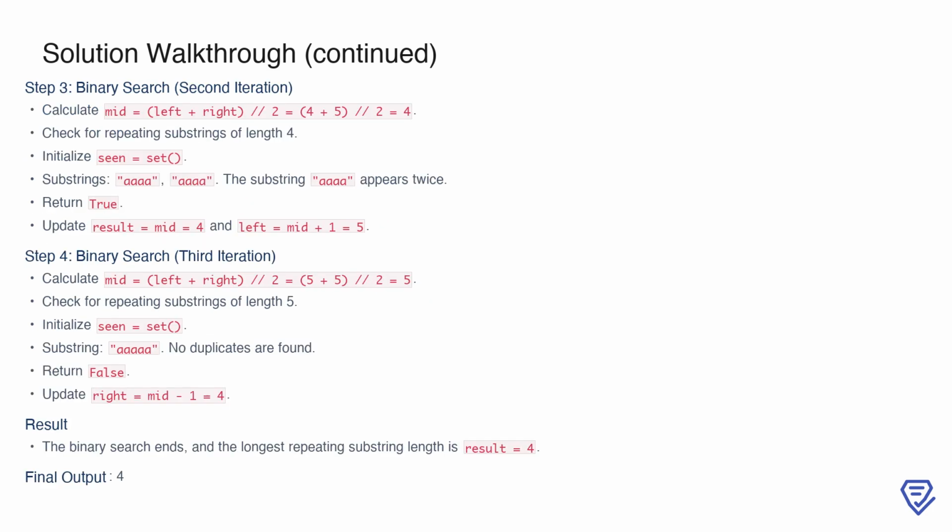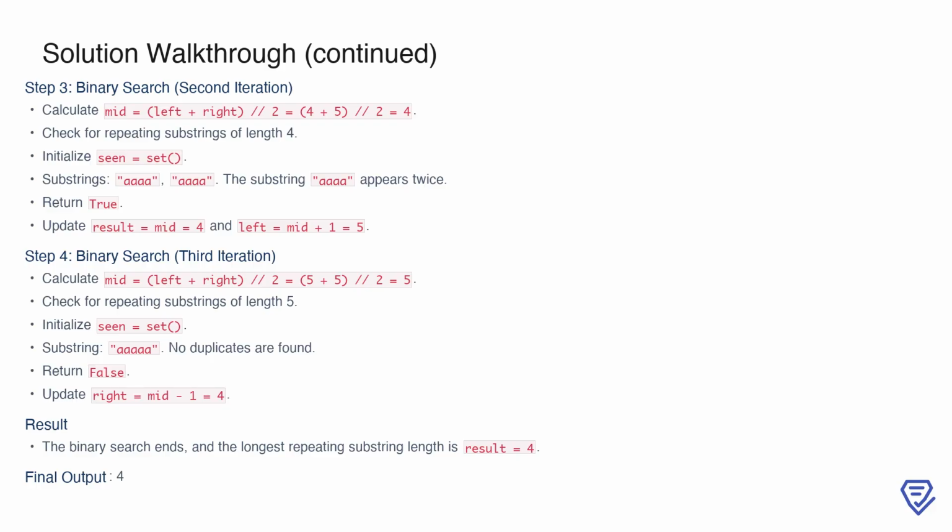In the next step of the binary search for the string s equals AAAA, we calculate mid as (left plus right) // 2, which results in 4. We now check for repeating substrings of length 4. Substrings include AAAA and another AAAA. The helper function detects a duplicate, returning true. We update result to mid, setting it to 4, and adjust left to mid plus 1, increasing it to 5.